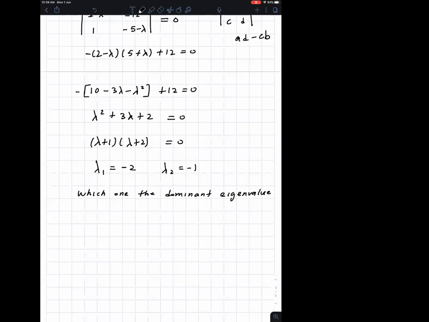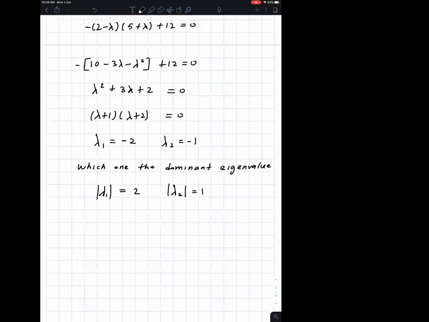Yes, sir. But actually, we are looking at the magnitude. The magnitude of lambda 1 is 2. The magnitude of lambda 2 is equal to 1. So here we are going to look at the magnitude. Apparently, the magnitude of lambda 1 is greater than the magnitude of lambda 2. So therefore, in this case, lambda 1 is the dominant eigenvalue.